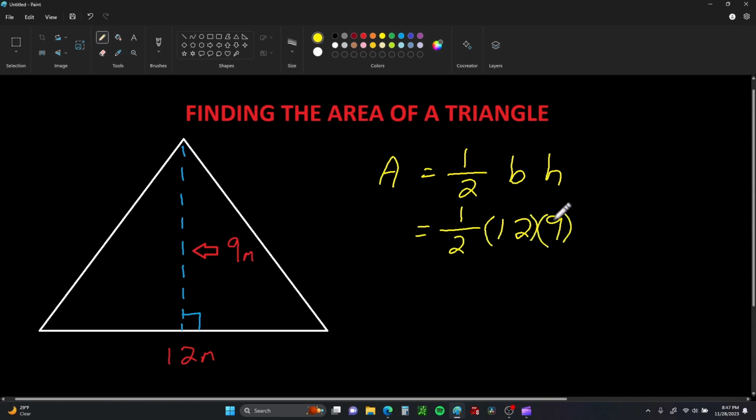Now, I can take half of one of these two numbers, and I want to do that right away. If you have an even number, half of 12 is 6. I have 6 times 9 is 54. My units is given over here as meters. Make sure you put that over here. And I bring down the A and box my answer.